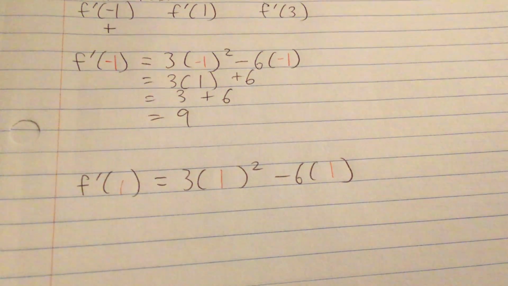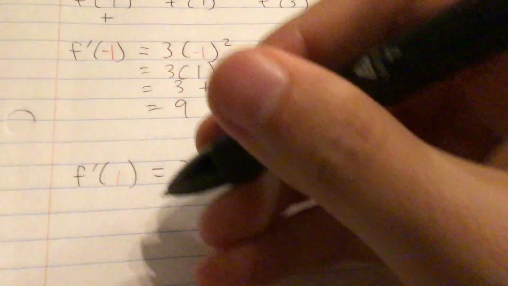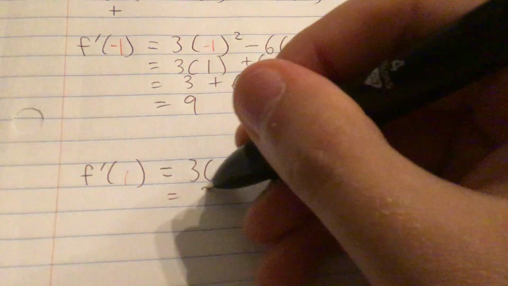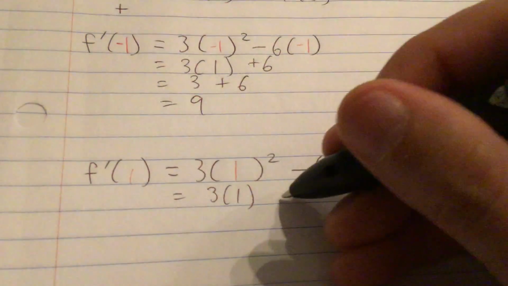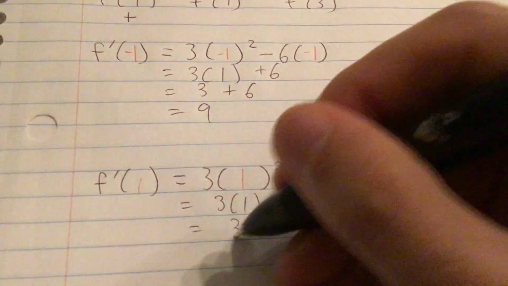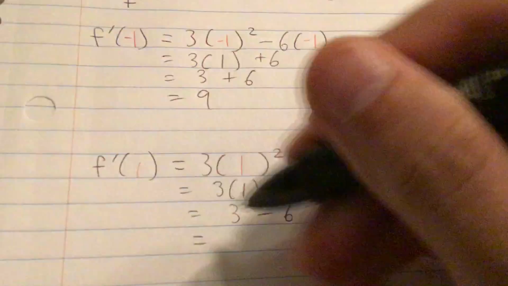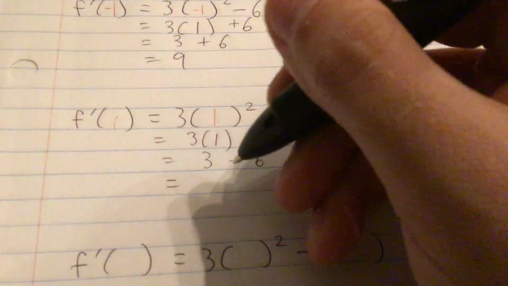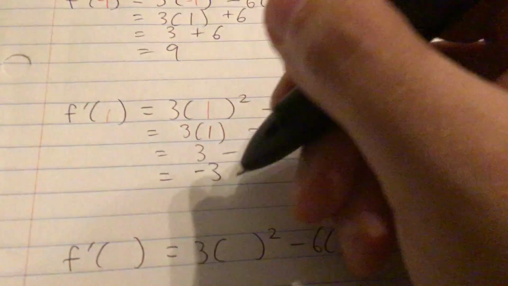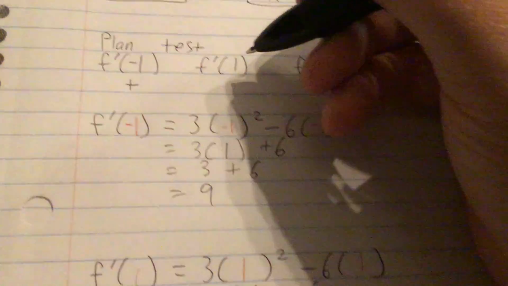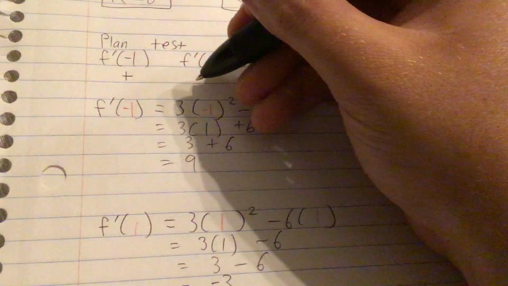That'd be 3 times 1 squared. That'd be 3 times 1. Minus 6, or 3 minus 6. So when we try to figure out the slope at x equals 1, 3 minus 6, that'd be -3. So that tells me that at x equals 1, the slope is negative.